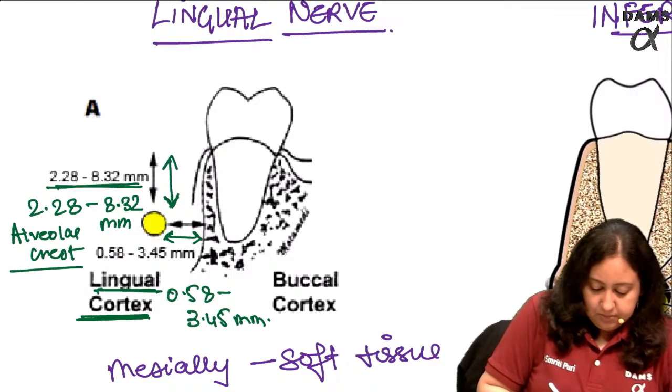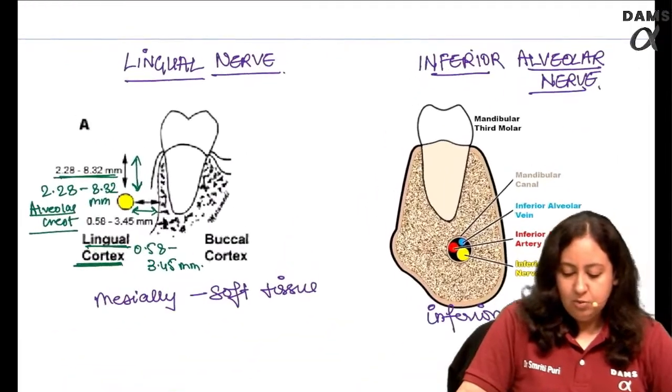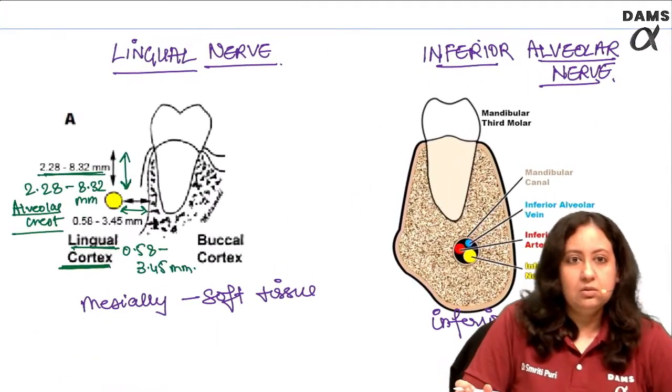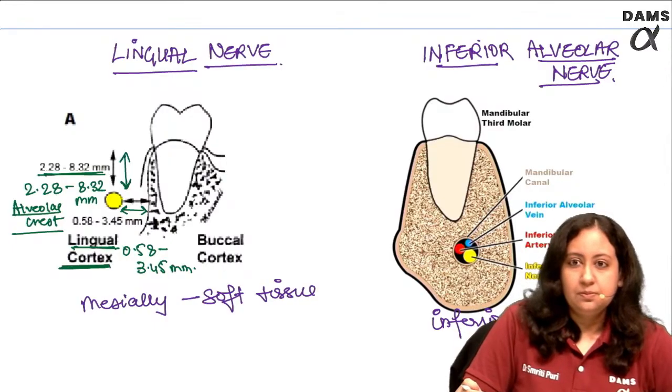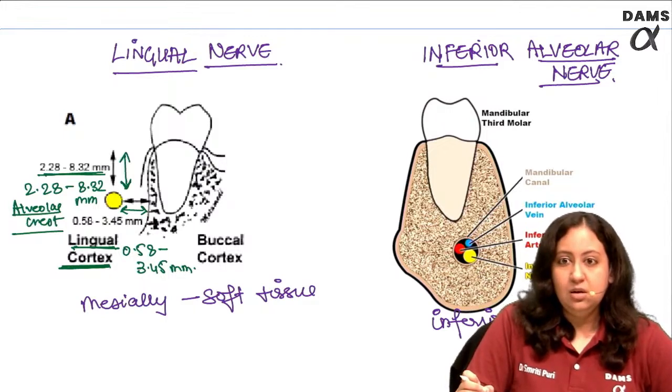So this is how it is. Your third molar is related to both these nerves. So yes, the correct answer is option D, lingual nerve.